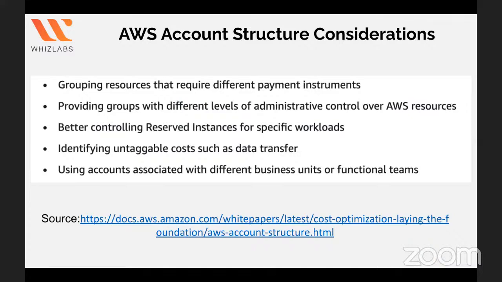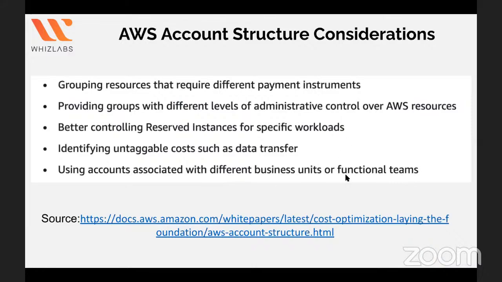And then better control when you reserve instances for specific workloads. That matters a lot. We just saw one of the pricing discount models when you are reserving resources for maybe more than a year or 3 years. Then you can identify untagged costs such as data transfer. Data transfer is something that is not in our control because we don't know how much data will be transferred unless we use the resources. And last is using accounts associated with different business units or functional teams.